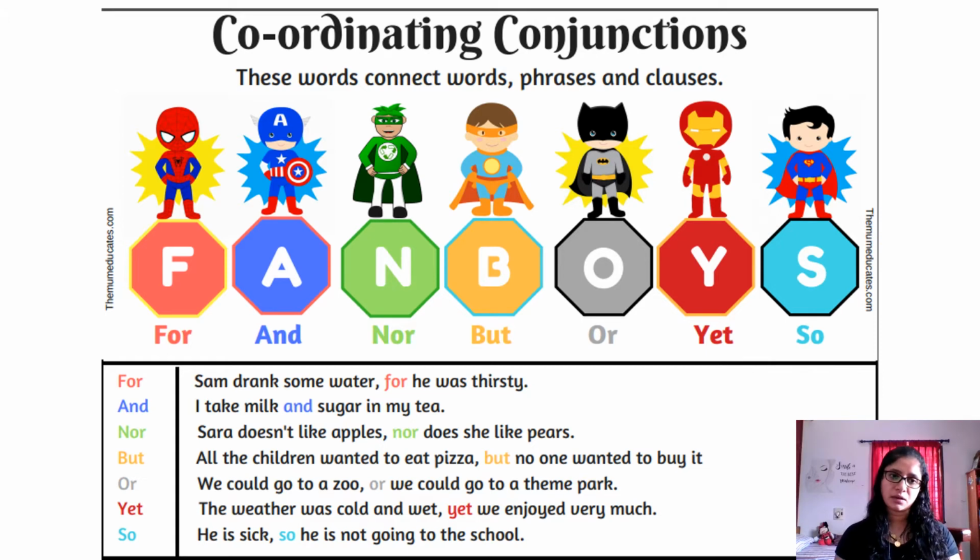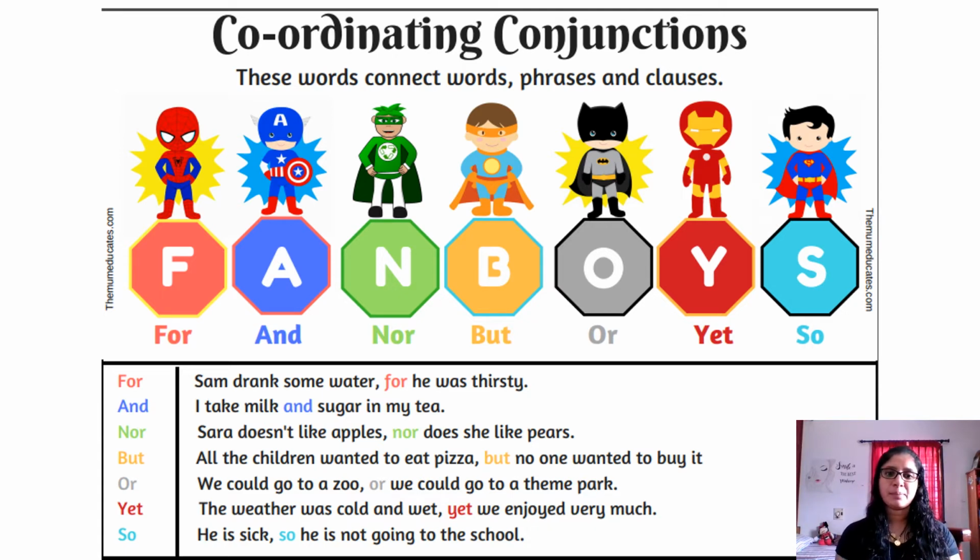I'll just read it out. Sam drank some water for he was thirsty. So Sam drank water because he was thirsty. Instead of using the word because, we can use for. I take milk and sugar in my tea. So here he takes milk and sugar both together with the tea.